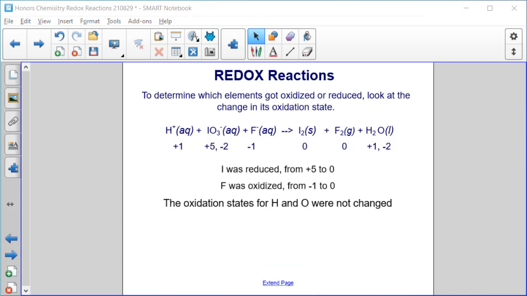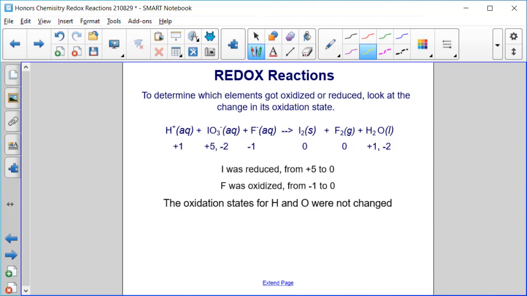From here, once we've assigned oxidation numbers to every element in every compound, we can determine which elements are oxidized and which are reduced by looking at the change in each element's oxidation state. So we can first notice that the oxidation states for hydrogen and oxygen were not changed. Hydrogen over here on the left starts at +1 and ends at +1. Similarly, oxygen starts at -2 and ends at -2. So those oxidation states were not changed, they're not oxidized, and they're not reduced.